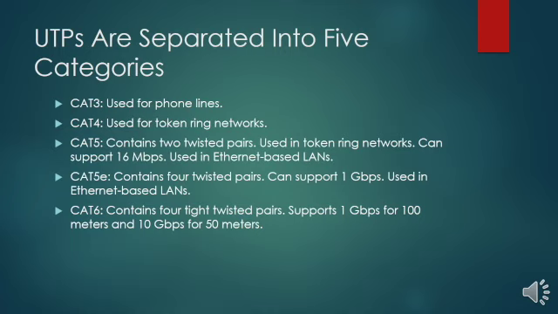Lastly, we have the Cat6, which contains 4 tight twisted pairs, supports 1 gigabyte per second for 100 meters, and 10 gigabytes per second for 50 meters.